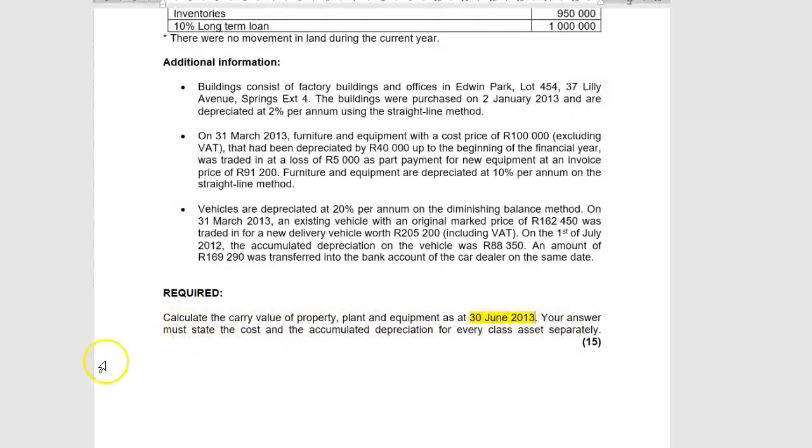So basically what they're asking me here is, in other words, the IAS 16 note for the financial year ended 30 June 2013. Good, so let's have a look at them one by one.